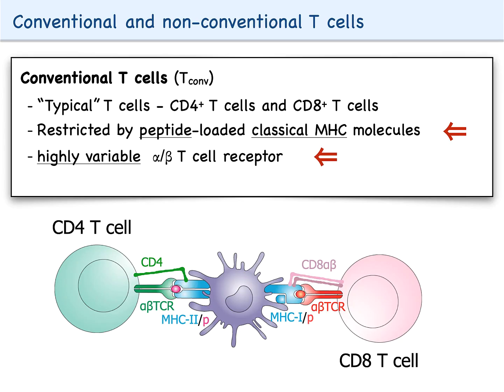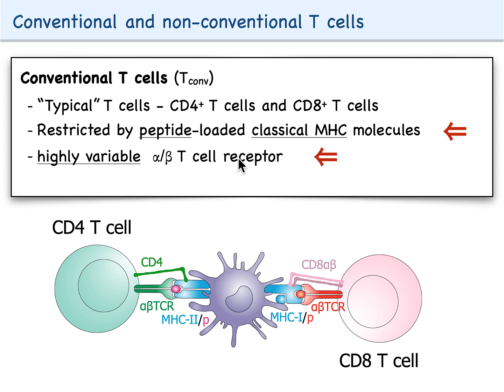So broadly speaking, we can classify T cells as conventional and non-conventional T cells. Conventional T cells is what comes first to your mind when you think about T cells. These are the typical or classical T cells, meaning the CD4 positive T cells and the CD8 T cells. They are called conventional or typical or classical simply because they were the first ones to be discovered. What characterizes them is that they are restricted by, or basically they recognize, peptide-loaded classical MHC molecules. You will see later what classical MHC molecules are.